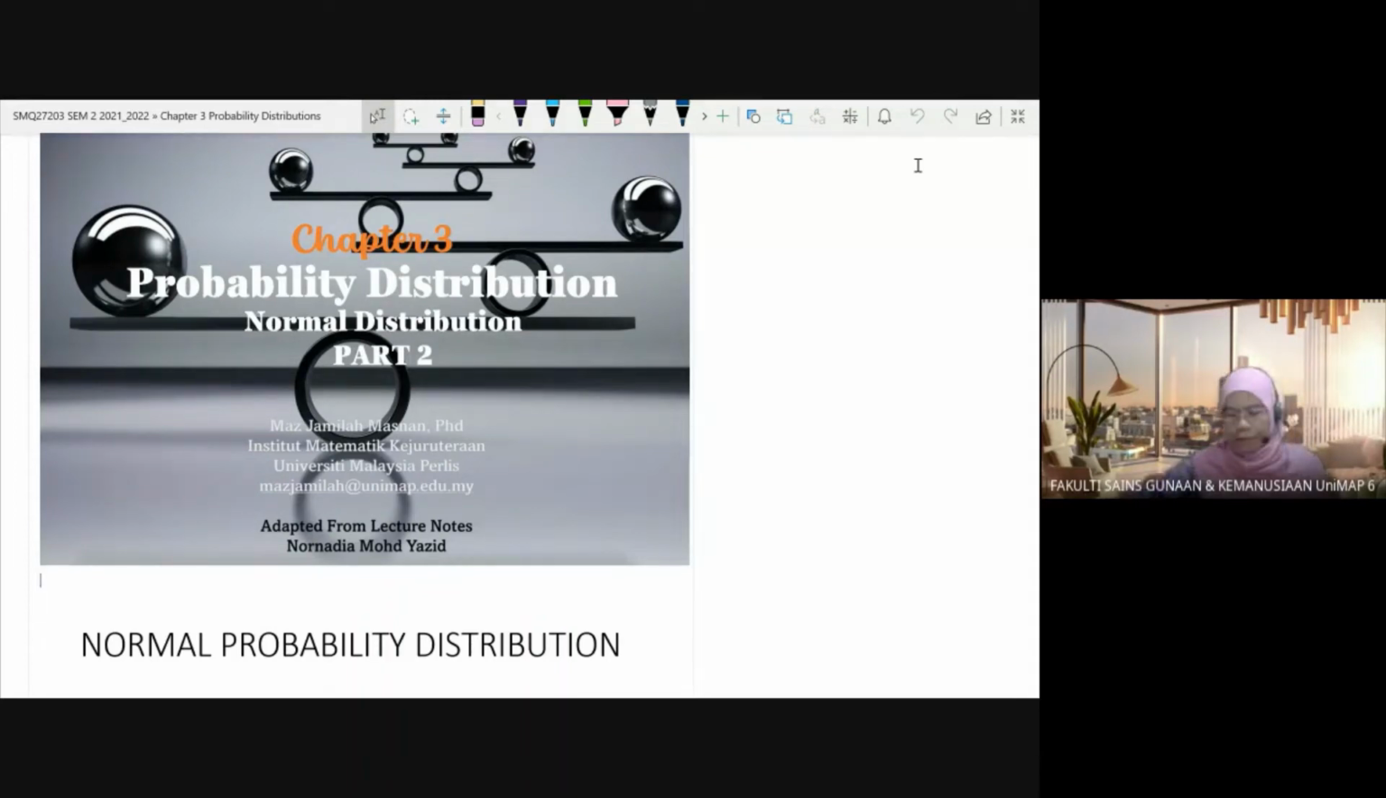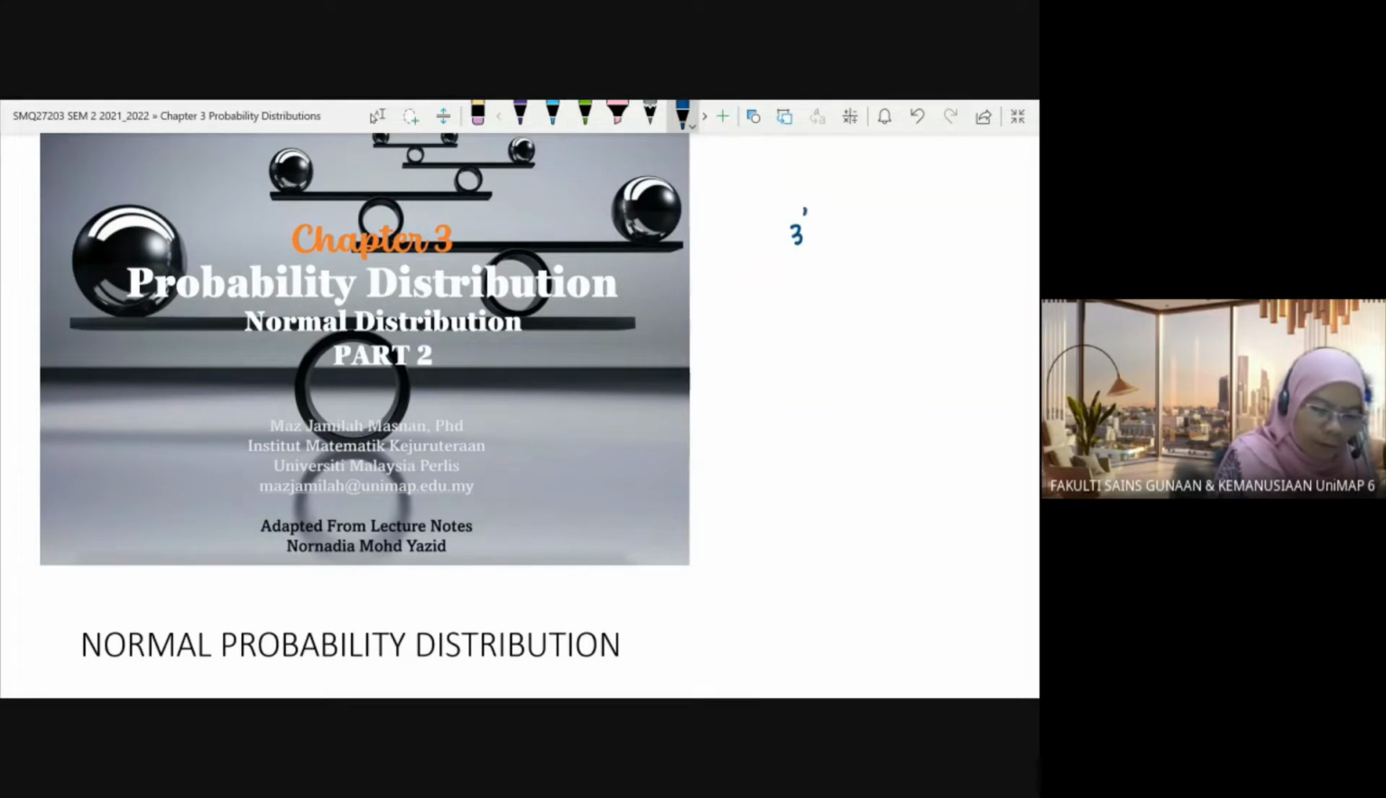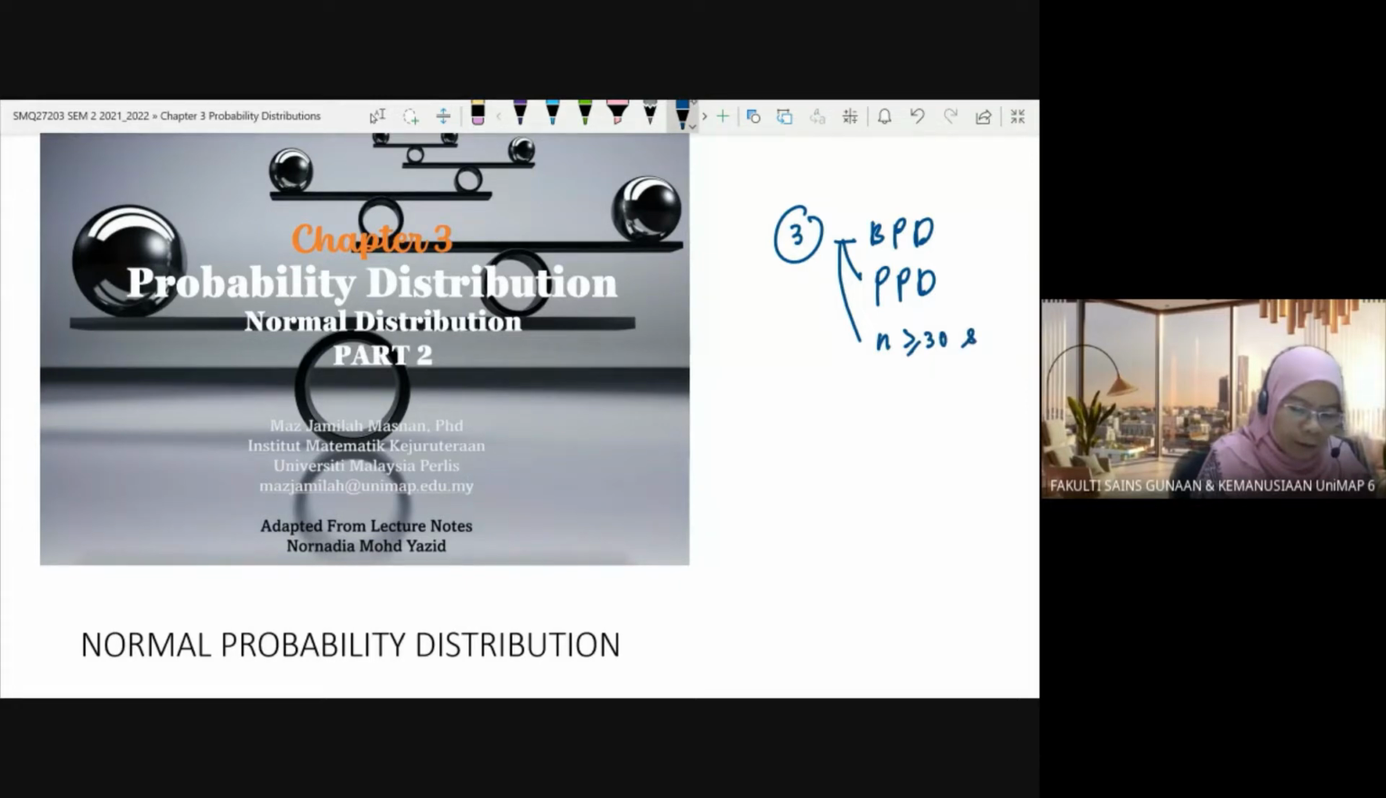We have covered Chapter 3, all about the binomial probability distribution and the Poisson probability distribution. If your n is greater than or equal to 30 and your np is less than 5 or your nq is less than 5, then you can approximate the binomial and solve it using Poisson. So that is what we have covered so far.